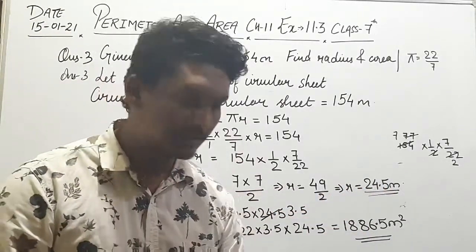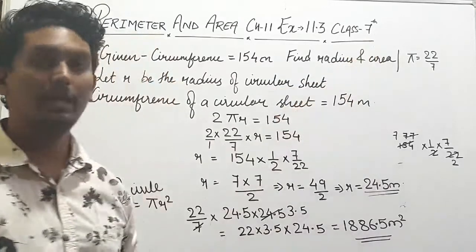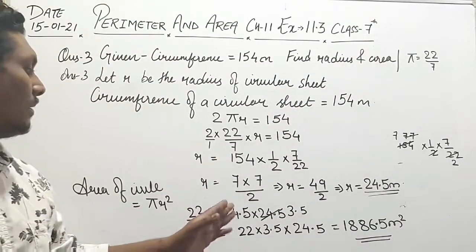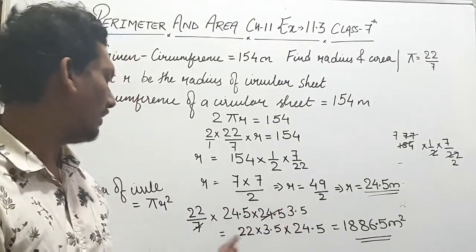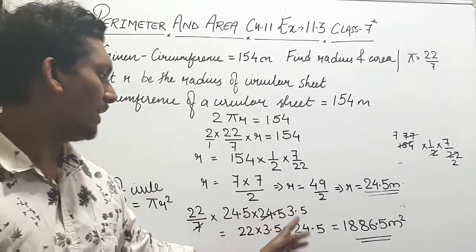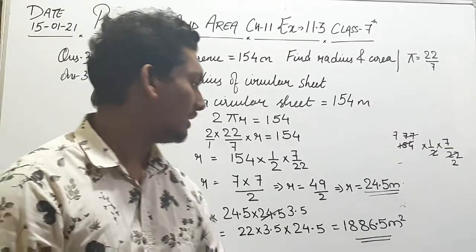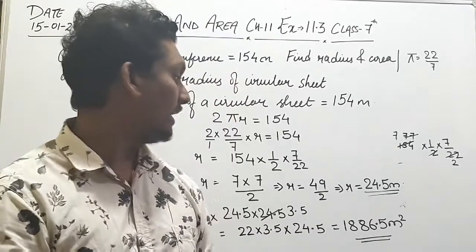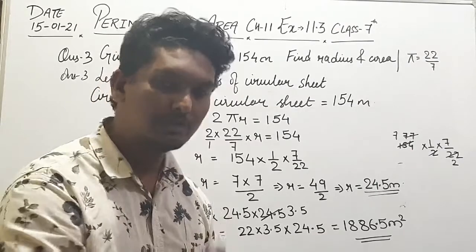That is radius. Then after that, the question is to find out area. For finding the area, the formula is pi r square. Pi means 22 by 7 into 24.5 into 24.5. This 7 and this 24.5 cancel. So the final answer is 1886.5 meters square. Hope it is clear to you. Just go through it.